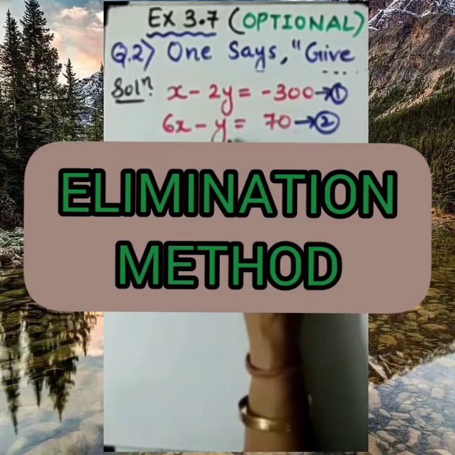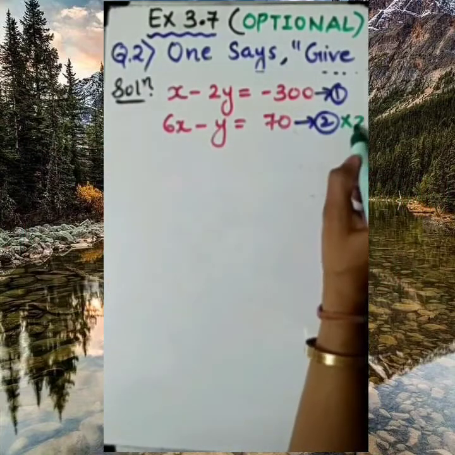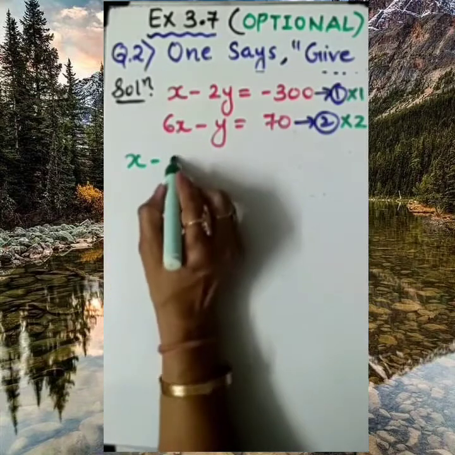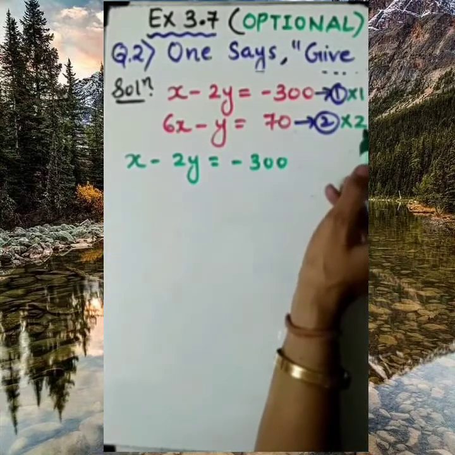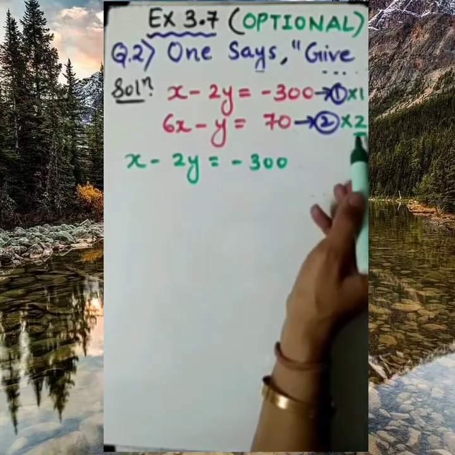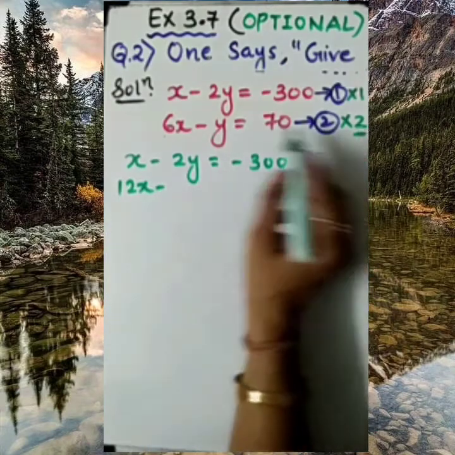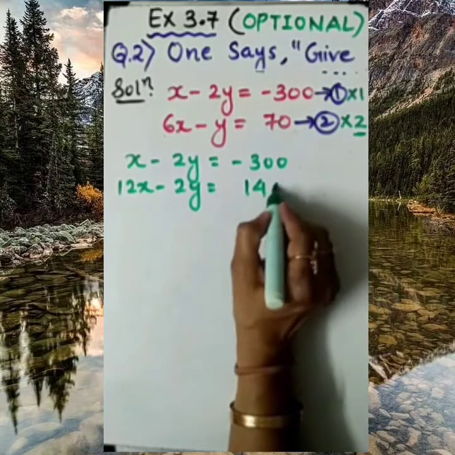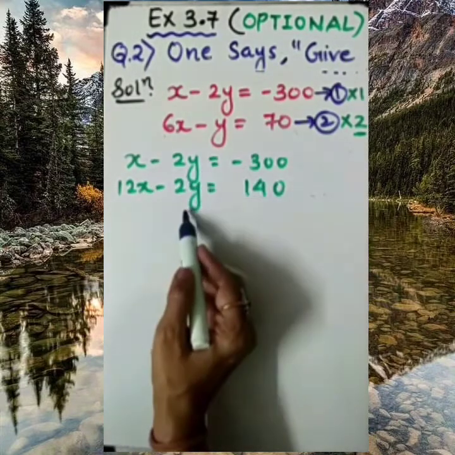I want to eliminate this y, so of course I need to multiply the first equation by 1 and the second by 2. Fine. So what will be our equations? x minus 2y equals minus 300, and the second equation, multiplied by 2, gives 12x plus 2y equals 140.